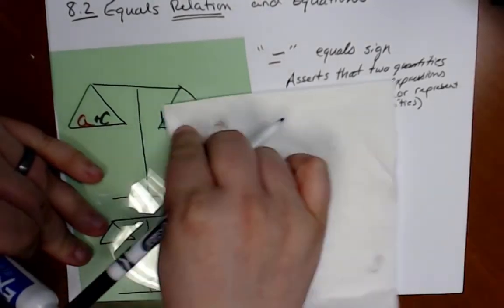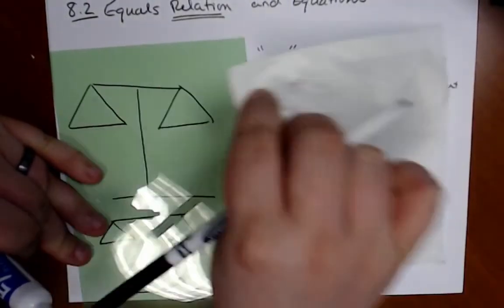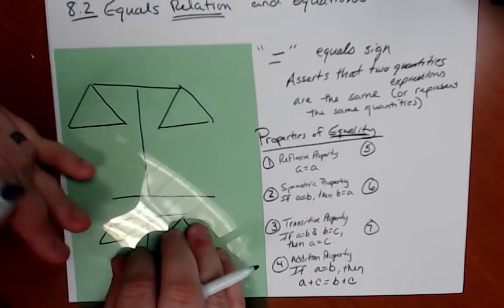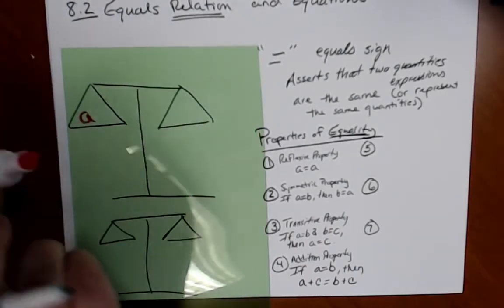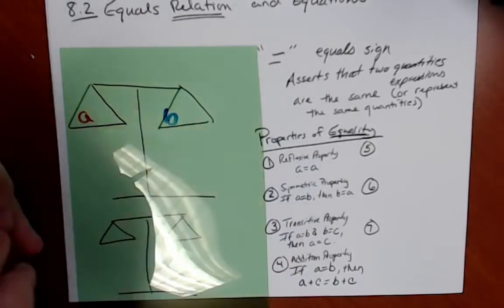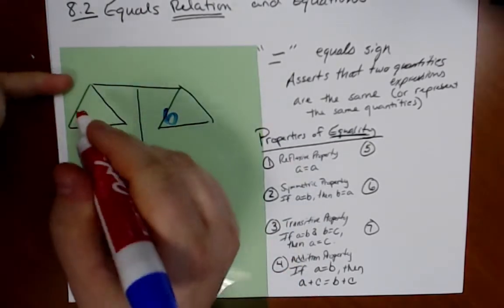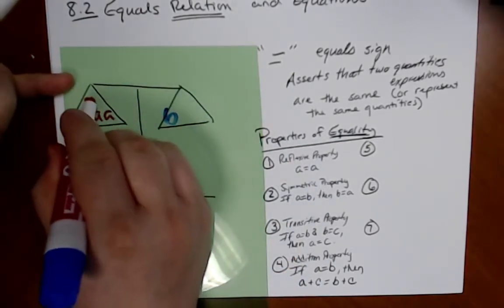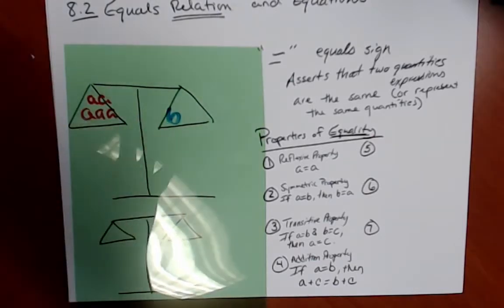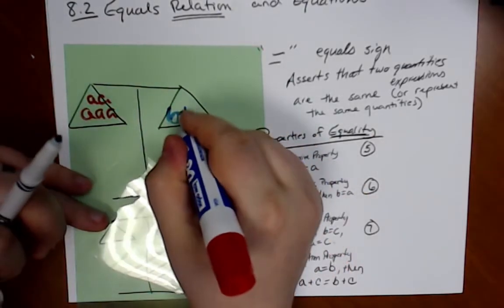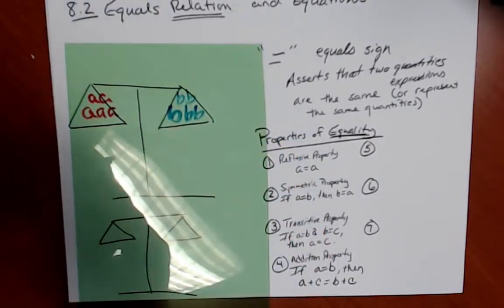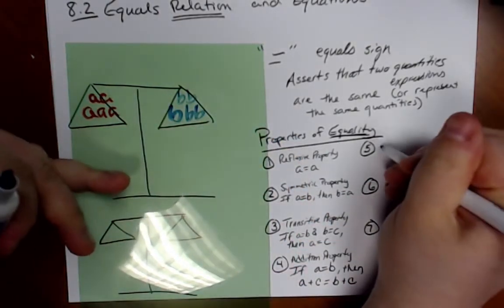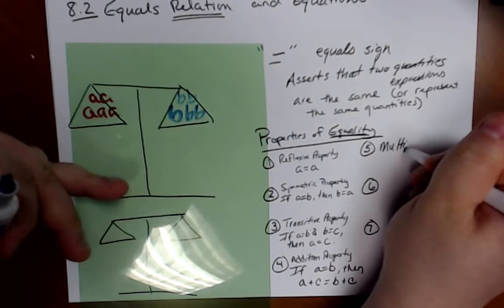And where we have addition, we often have multiplication. So again, suppose A equals B. Well, if I have some number of those A's, say we have 5 of them, well, that's the same as having 5 B's. And that is the multiplication property.